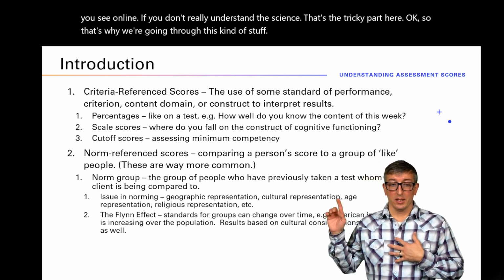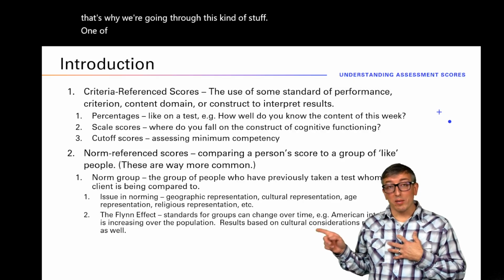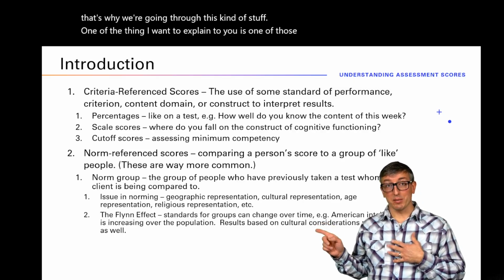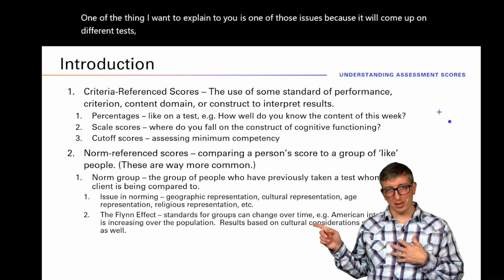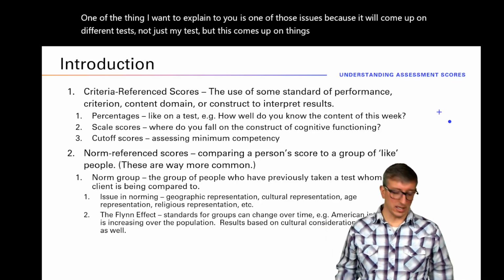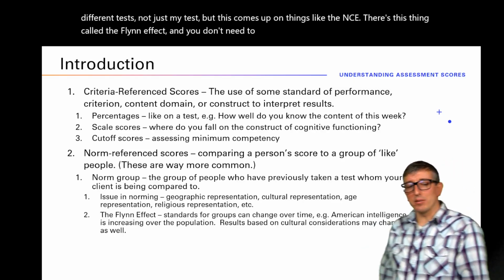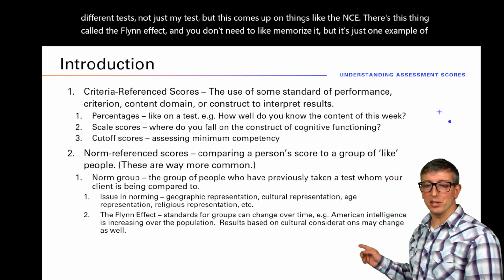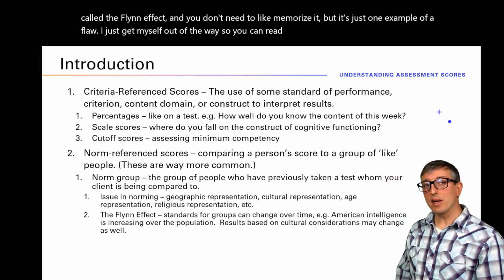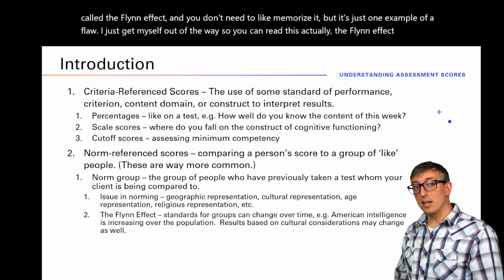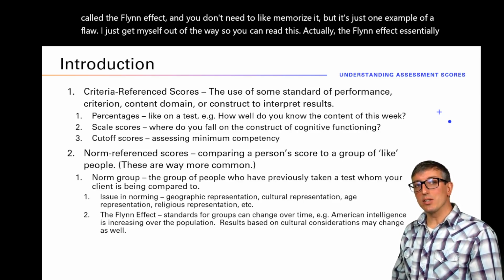Okay. One other thing I want to explain to you is one of those issues, because it will come up on different tests, not just my test, but this comes up on things like the NCE. There's this thing called the Flynn effect, and you don't need to memorize it, but it's just one example of a flaw. I'll just get myself out of the way so you can read this actually. The Flynn effect essentially says that scores can change over time.